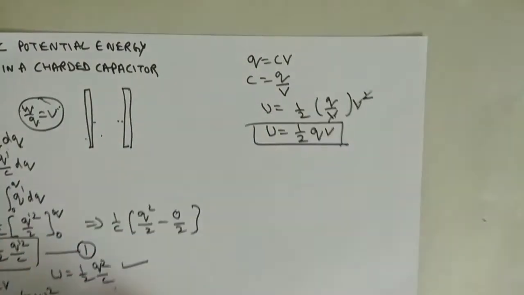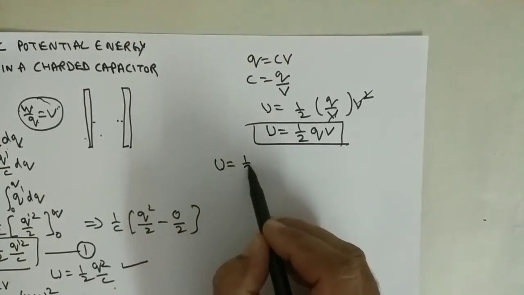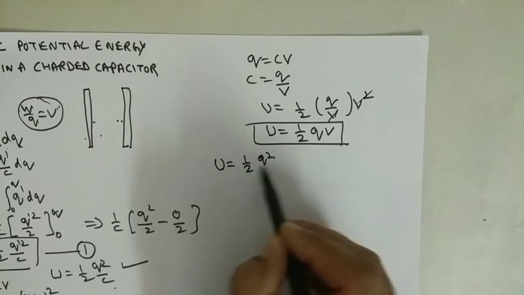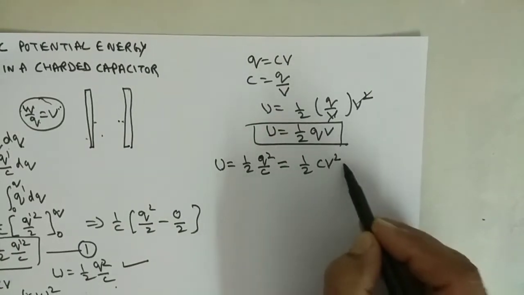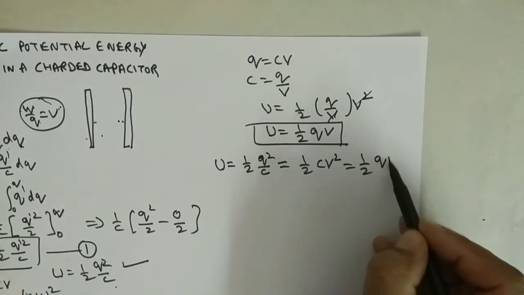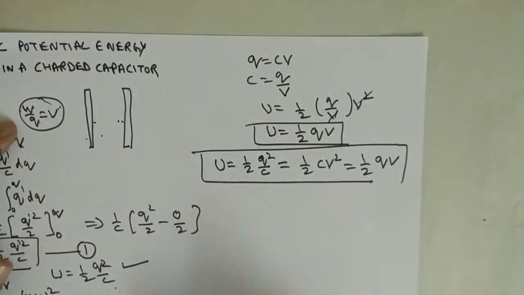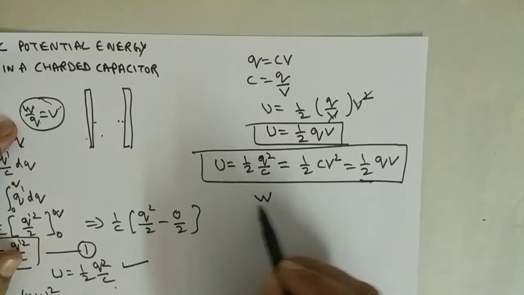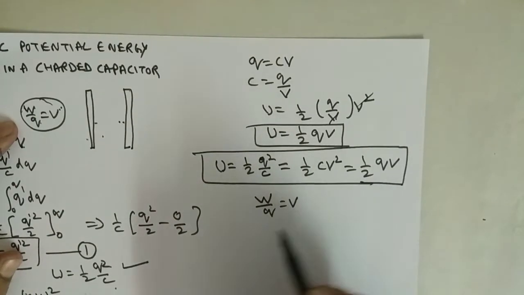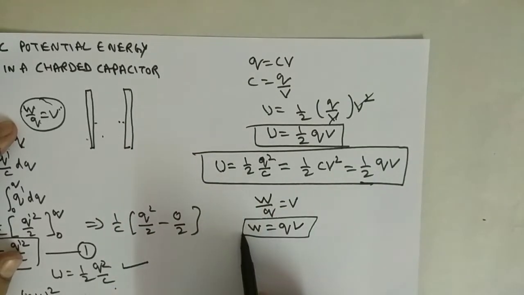Now we have to remember that the potential energy of the capacitor is given by half Q square upon C, equal to half CV square, equal to half QV. Remember this formula. Now, just for your extra knowledge, we know the electrical energy: W upon Q is equal to V, or W is equal to QV. This is the electrical energy provided to the capacitor for charging.